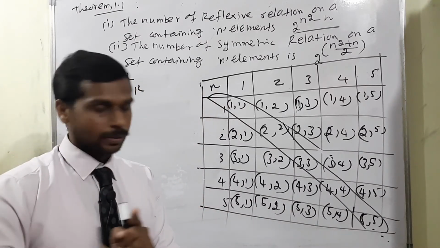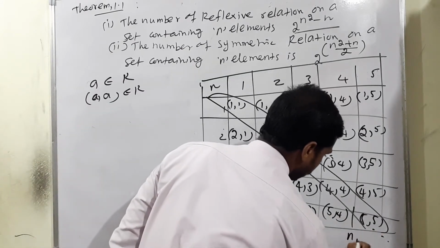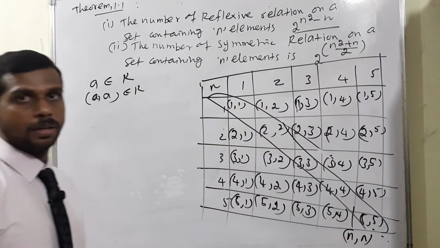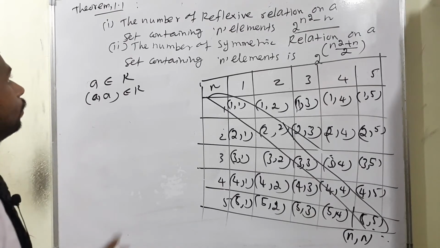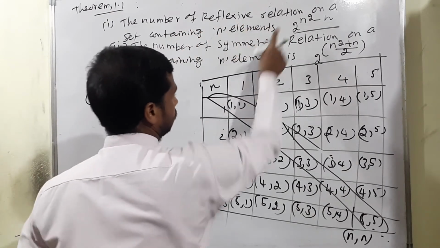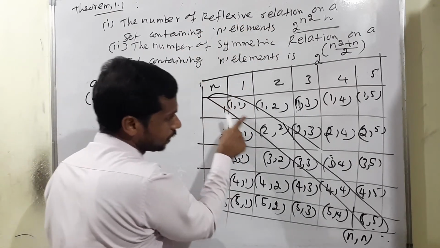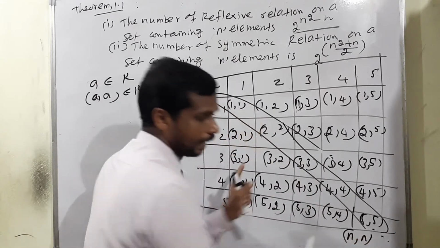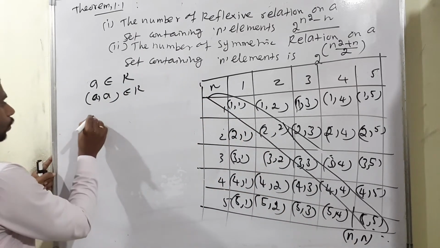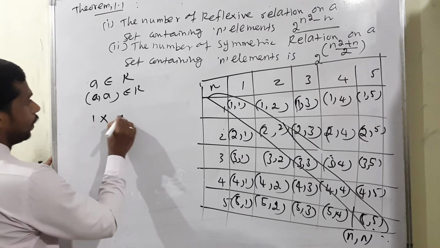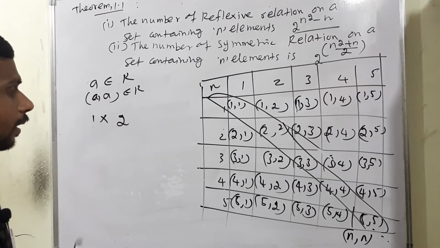7 means 7 comma 7. Therefore we can say n comma n elements, isn't it? Therefore the number of reflexive relations: each and every time in the single diagonal term, that is only one way. So 1 into 2 to the power of the remaining elements.